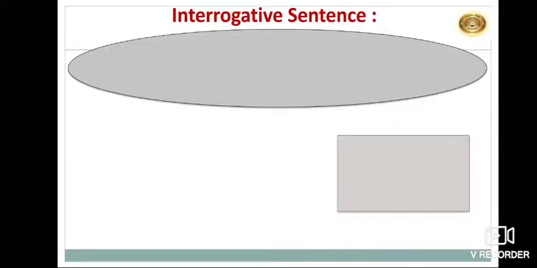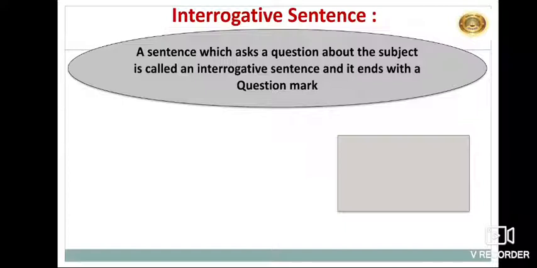Now we will see the second part of the types of sentence, that is the interrogative sentence. Now what are interrogative sentences? A sentence which asks a question about the subject is called an interrogative sentence and it ends with a question mark. Now we'll see with the help of some examples.